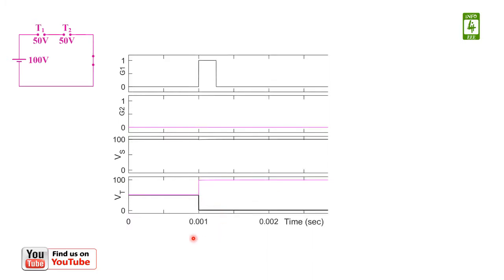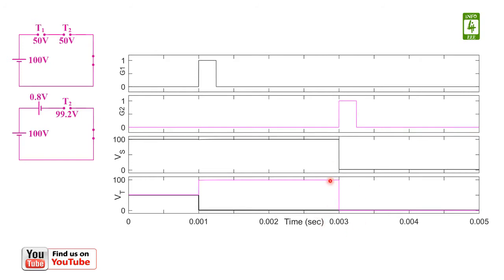At 0.001 second, a signal is applied across G1, which switches on the thyristor T1, and it behaves like a battery of 0.8 volt. And the rest, 99.2 volt, will be seen across T2. At 0.003 second, a signal is applied across G2, which switches on the thyristor T2, and it behaves like a battery of 0.8 volt. Now the sink voltage will be 1.6 volt, which is shown here, and the rest, 98.4 volt, will be seen across the 10 ohm resistance.